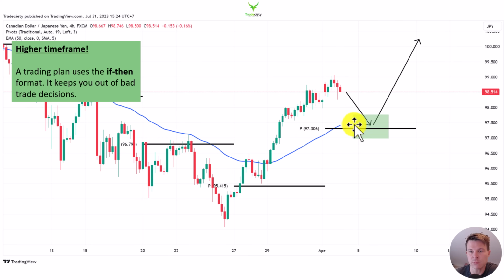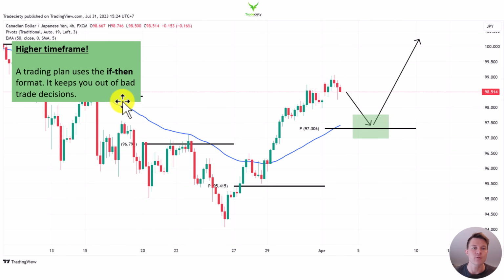The pullback has to reach the daily pivot, or it has to reach the EMA here. You could also work with previous support and resistance. Here might be a support, a resistance area that you want to see retested. And those are all the things that you can implement in your trading plan.